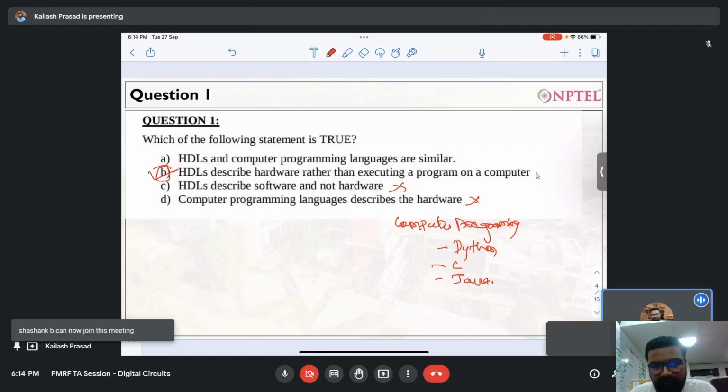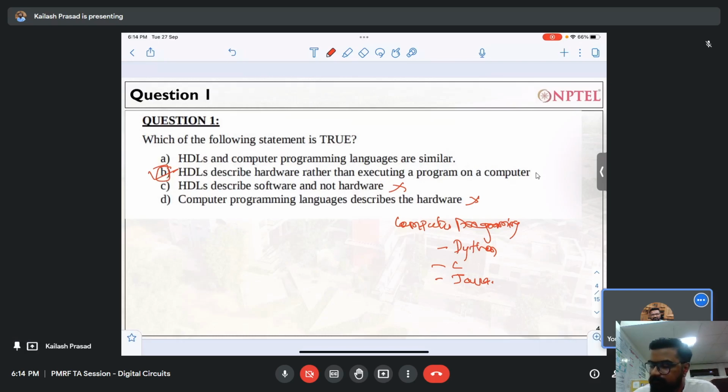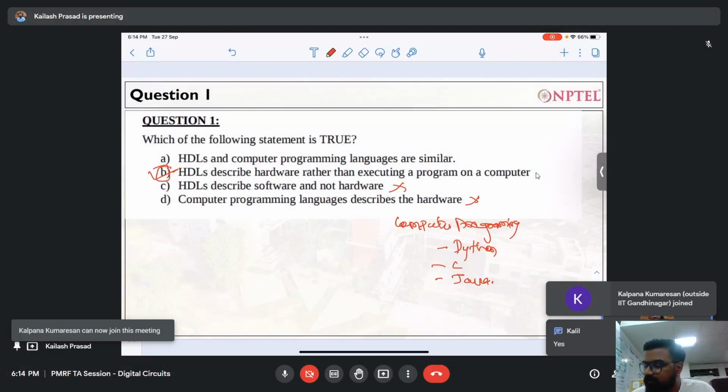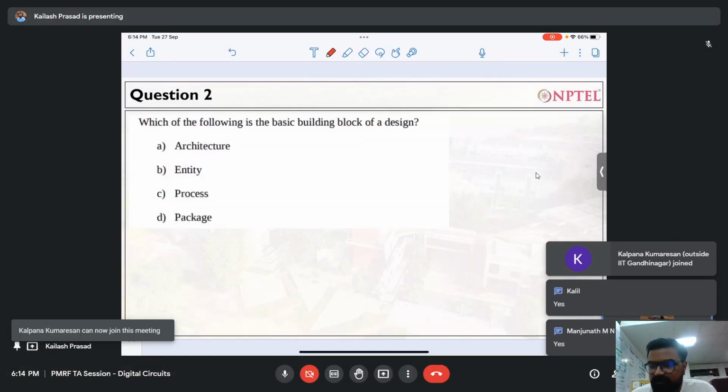Any questions on this? Anyone? Have you understood? There was nothing to understand here, but if you have any question, you can ask. Okay, shall I go ahead? You can type yes if you have understood. Okay, thank you. So one confirmation is fine.